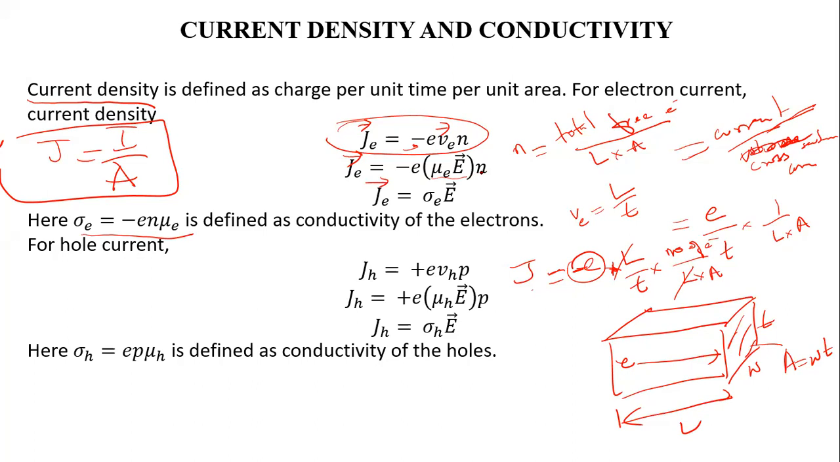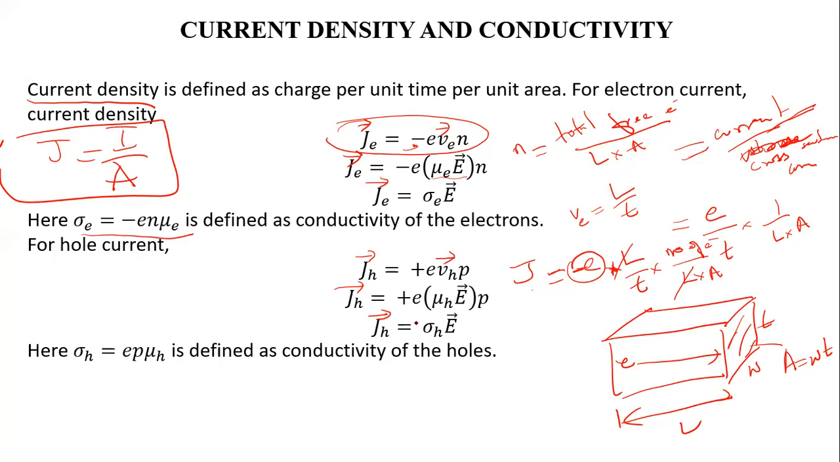And similar to that, we can also obtain the current density and the conductivity of holes. So for holes, the drift velocity, let me put in this vector sign here, V_H, the drift velocity of holes, is mobility times the electric field applied.